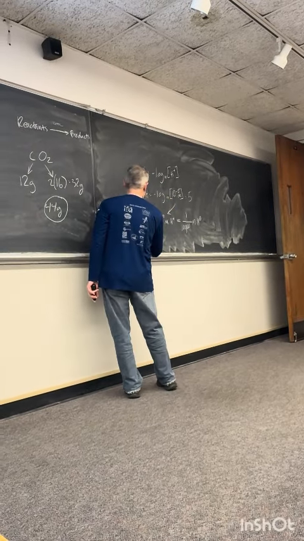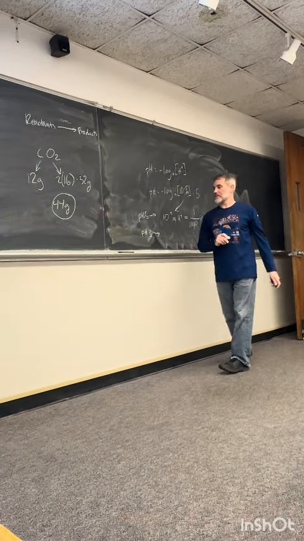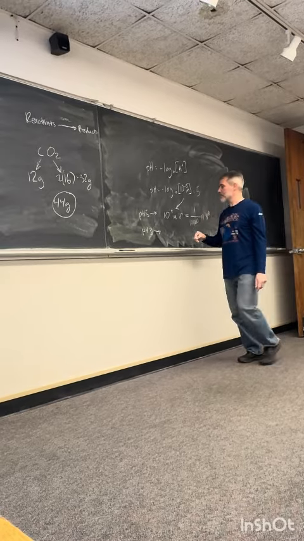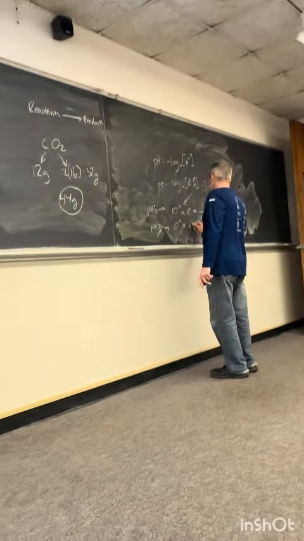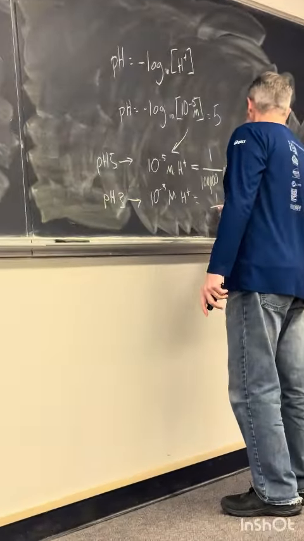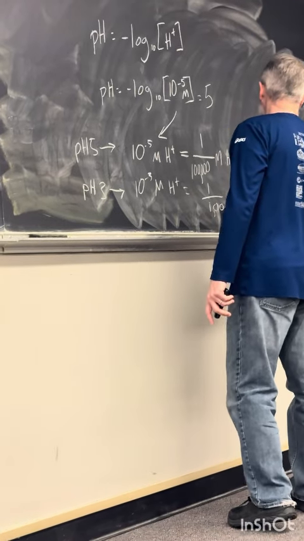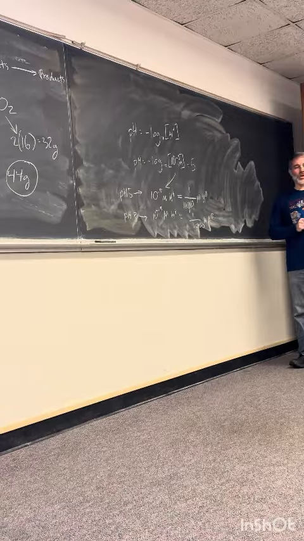Okay, so comparing something that has pH 5 to something that has pH 3, which one is more acidic, the 5 or the 3? The 3. So as the number goes down, we get more acidic. So what does that actually mean for our concentration? The number of hydrogen ions is going up.